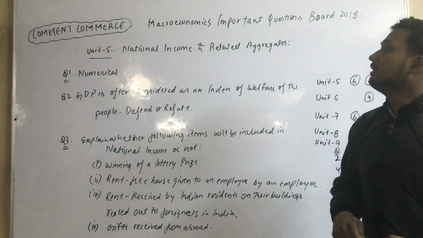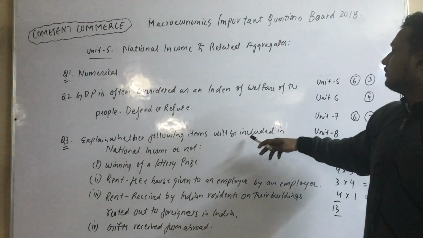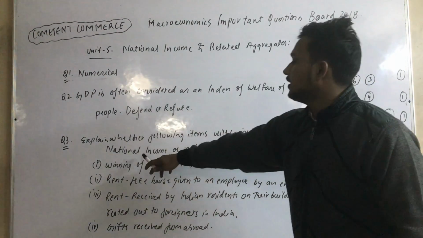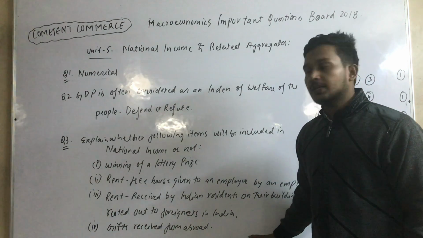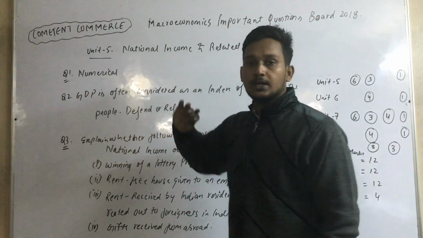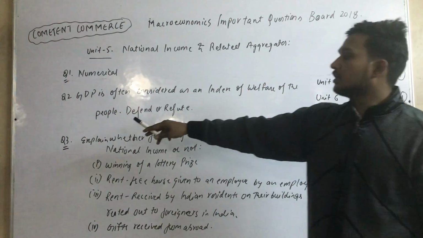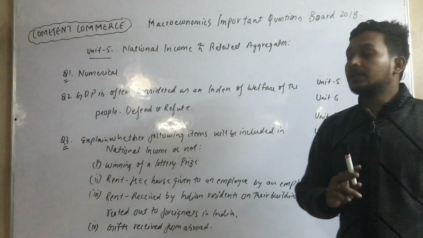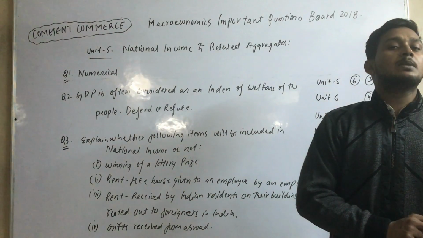Another question that can be asked from this unit is: explain whether the following items will be included in calculating national income or not. This question is very important. This question may come as an option to the numerical question. So in question number 3, what we have to tell is whether these following items will be included in calculating national income or not.